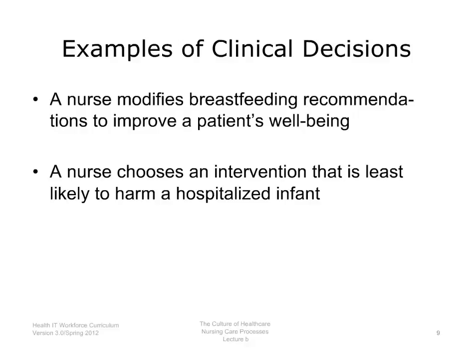A nurse might also use clinical decision-making skills to choose between several different options for patient care. For example, a researcher documented a situation where a nurse had to respond to a breathing problem in a hospitalized newborn. The nurse chose a type of intervention that was least likely to interfere with recent surgery the infant had undergone.